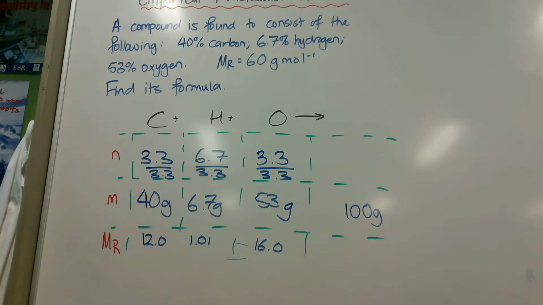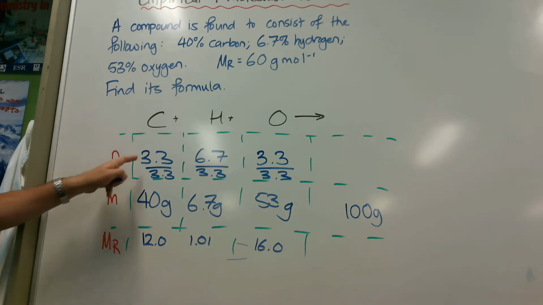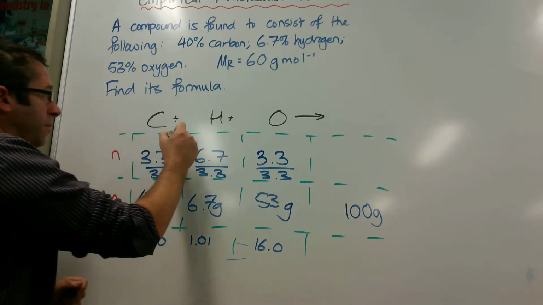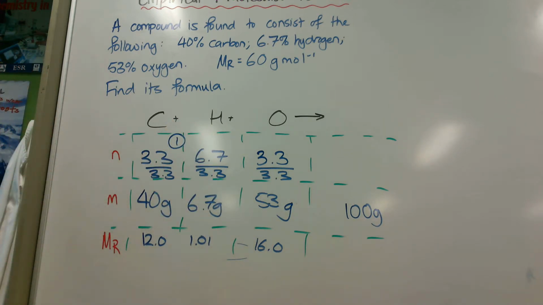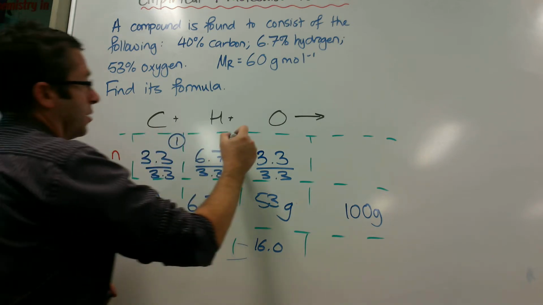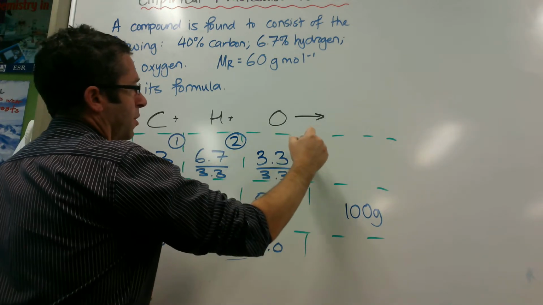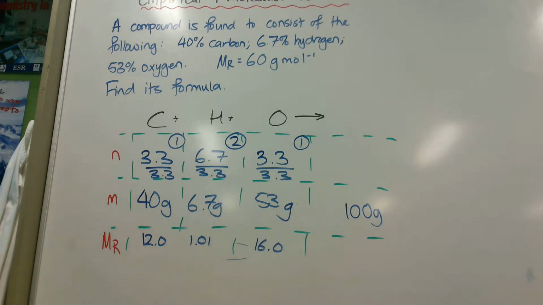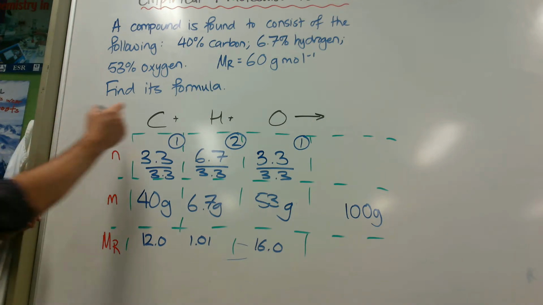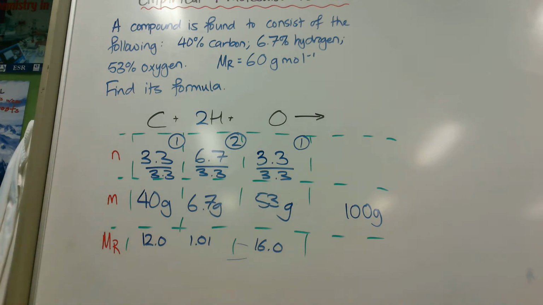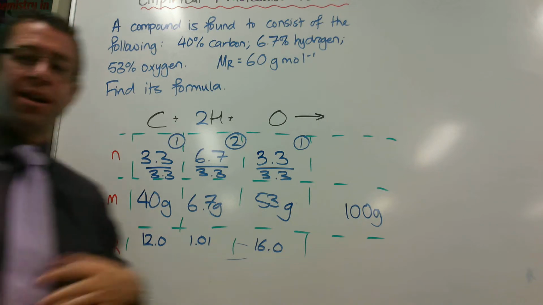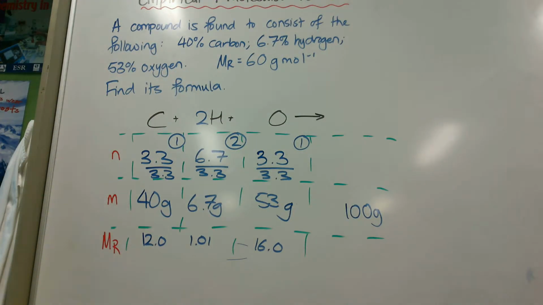Okay. If I have a look there, 3.3, well, that's going to be a 1. That's going to be just over 2, but we can only work with whole numbers here. So it is going to be a 2, and that's going to be a 1. So that tells me that there's 1 carbon, 2 hydrogens, and 1 oxygen. So if I put all those together, how would I write that as a molecular formula?